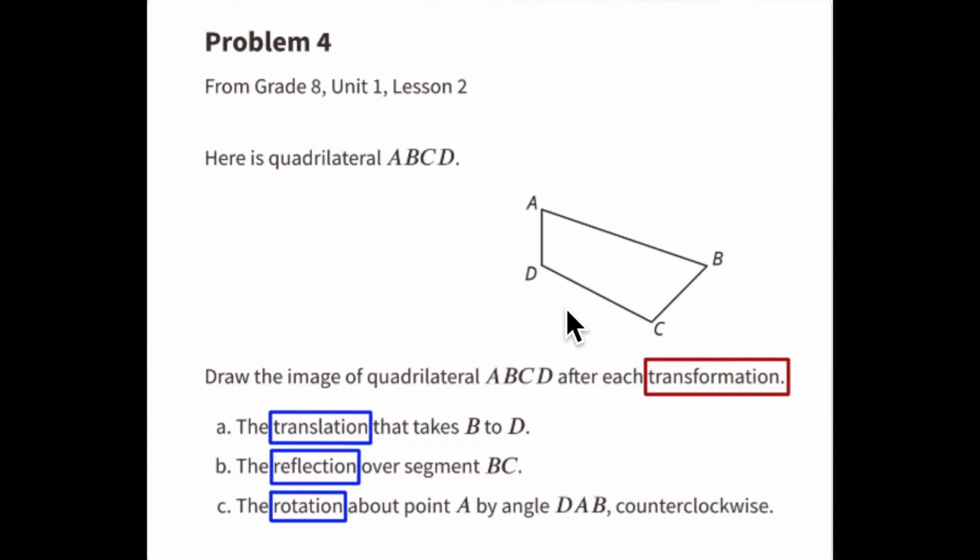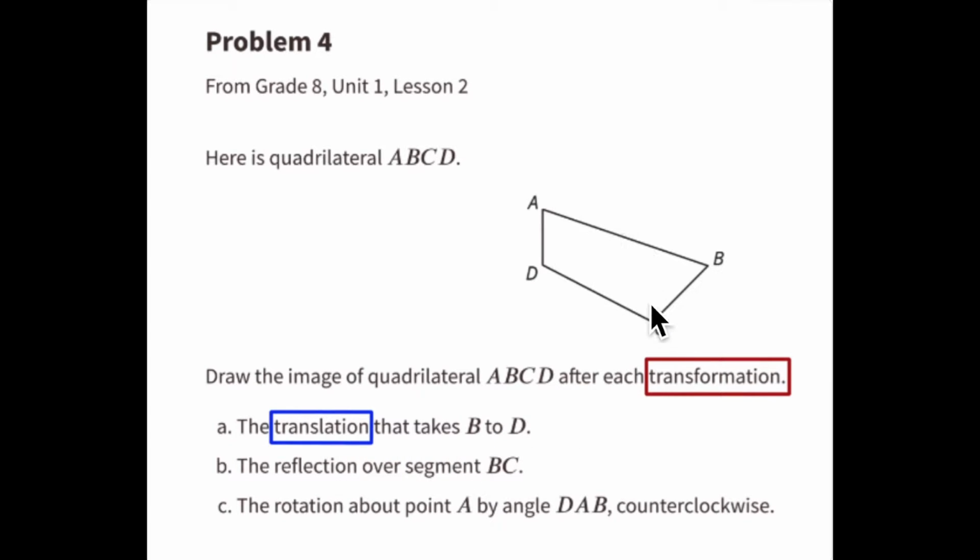So you're going to take the same quadrilateral, you're going to translate it, and you're going to go back to the same quadrilateral and reflect it, and then you're going to go back to that same quadrilateral and rotate it. For the first transformation, a translation, you're going to take this quadrilateral and move this point B over to the same place as this point D. So you're going to translate it, you're going to move it from B to D.